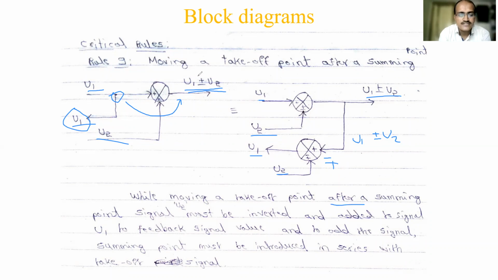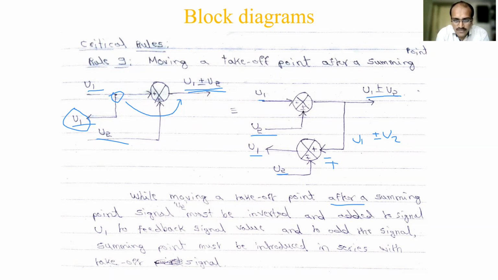This rule can be asked in another manner also, so don't get confused. They can ask: moving a summing point ahead of a block, or moving a summing point ahead of a takeoff point. Like that, they can ask the question, but both are the same. Whatever they ask, first draw the first diagram. Moving a takeoff point after a summing point means you should draw the takeoff point first, then the summing point, and then alter that. Correspondingly, you do the alteration. It all starts with the sentence they have given.